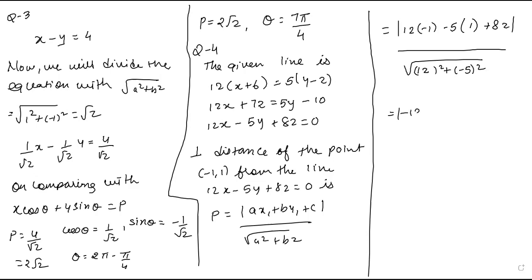So that is minus 12 minus 5 plus 82 upon, you know that this is Pythagorean triplet, 5, 12, 13. So it will be 30, minus 17, and 82 minus 17 will give you 65 by 13. 13 was the 13 5. So the perpendicular distance of this point minus 1 comma 1 from this line 12x minus 5y plus 82 equal to 0 is 5 units.